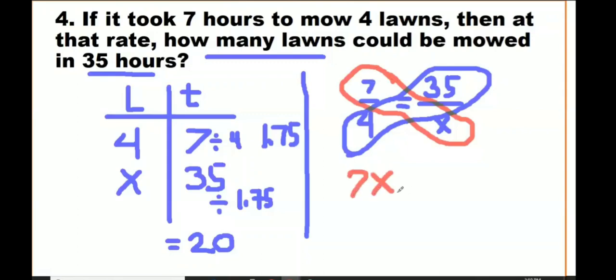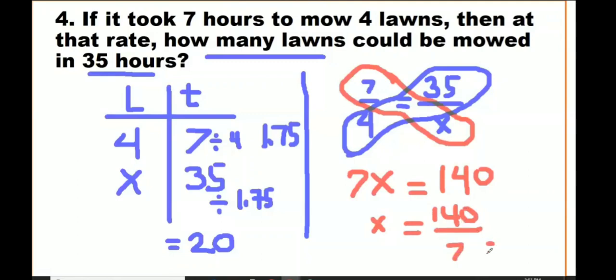Now we multiply 4 times 35. 4 times 35 is 140. All right, so let's ask this time: 7 times what gives us 140? So we will do the reverse. We would say 140 divided by 7. The answer is the same, 20. So the answer is still 20.